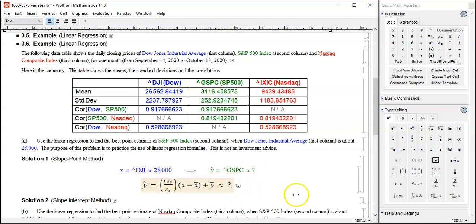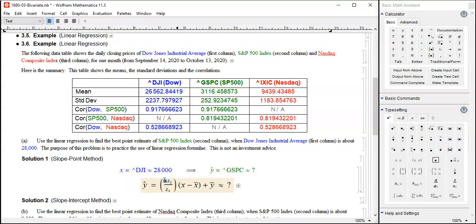Okay, we have this regression formula, and we have to put in all those numbers. So x is Dow, and y is S&P 500. X is blue, and y is green. Put in all these numbers. R, the correlation coefficient, is correlation between Dow and S&P, 0.917. Of course, these two are the same. And this one, not applicable because in this pair, Dow and S&P, Nasdaq is irrelevant. So we have 0.917 that goes over here.